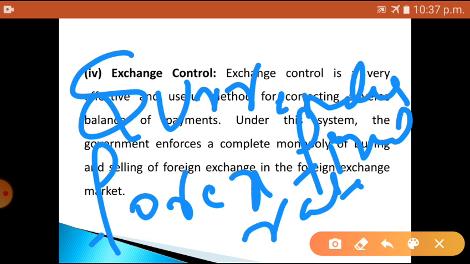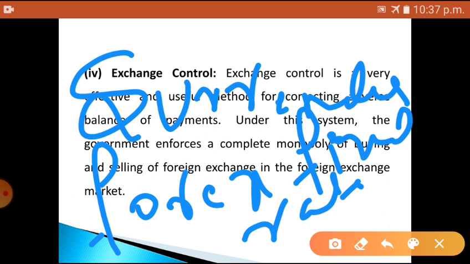Next, the central bank then shares out this foreign exchange among the licensed importers of essential commodities only. When imports are restricted to the available foreign exchange, the problem of adverse balance of payment is greatly solved. Okay, understood.